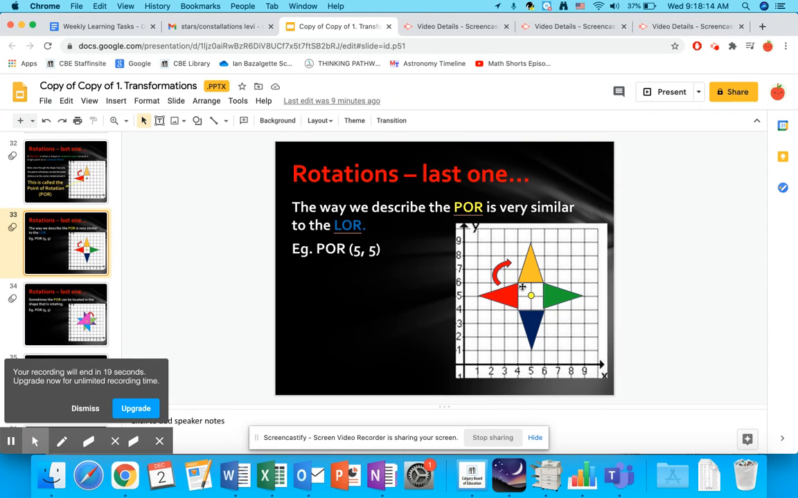So again, red is original, and then it spins to yellow, green, and blue. So notice how the triangle doesn't look exactly the same. It's actually rotated. Those are rotations.